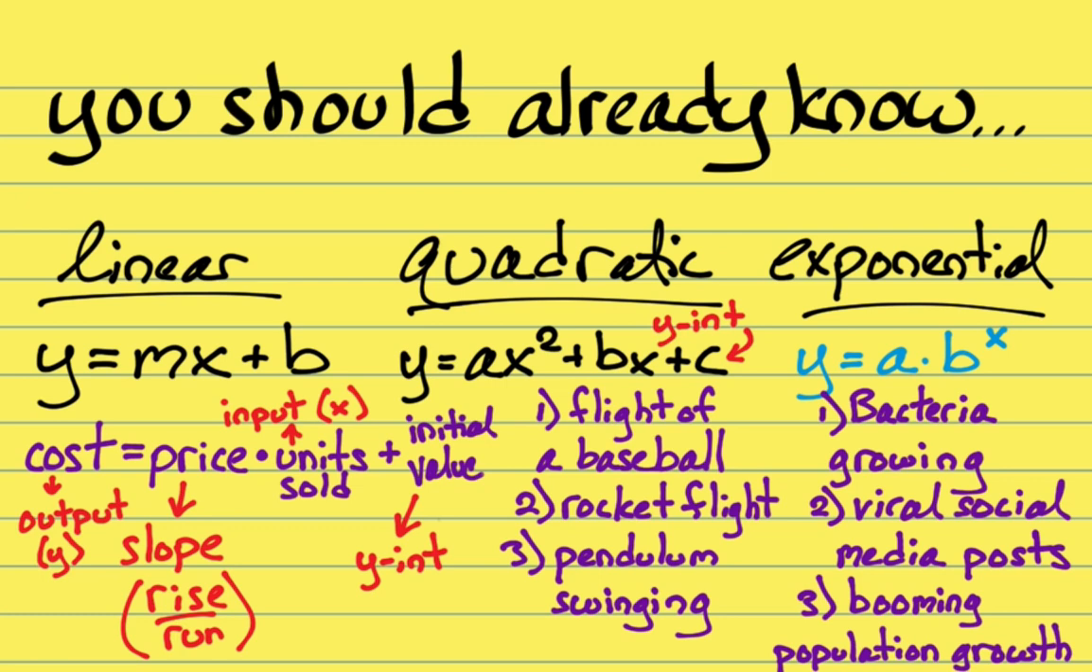And then lastly, another common example is how a population can grow for a species of animal that reproduces quite frequently. Rabbits, mice, gerbils, these animals have populations that can really boom when left unchecked.